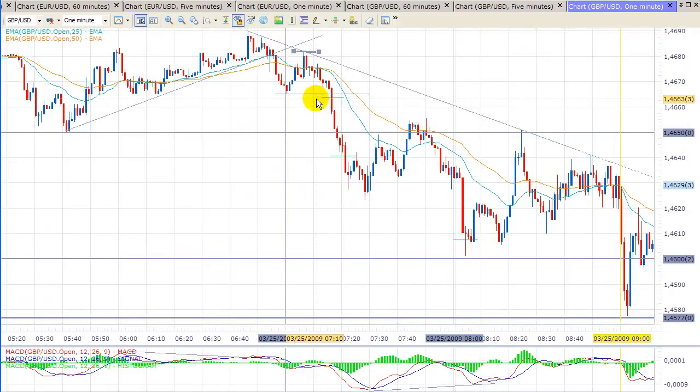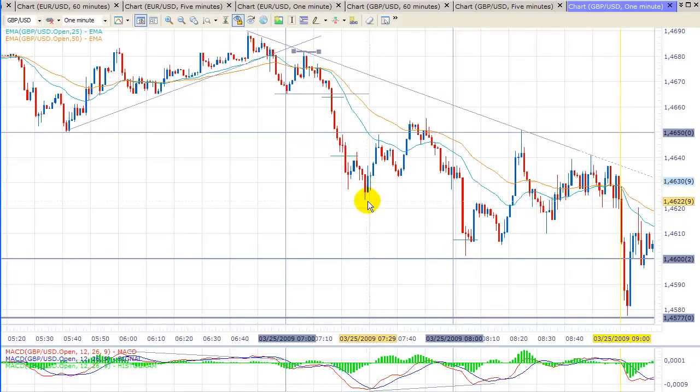Alright, so this was our first entry point, and actually I took partial profit very fast around this level, but I let the other lots run. Alright, I'll talk about my money management techniques in another review, so stay tuned.